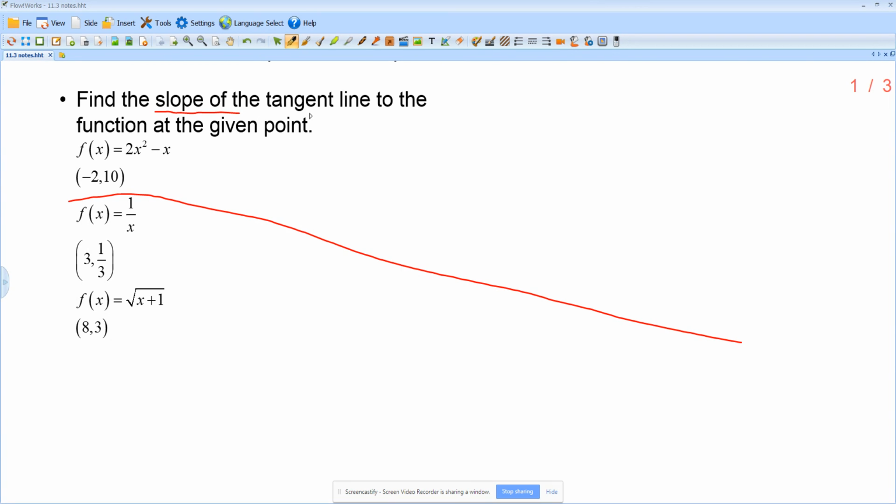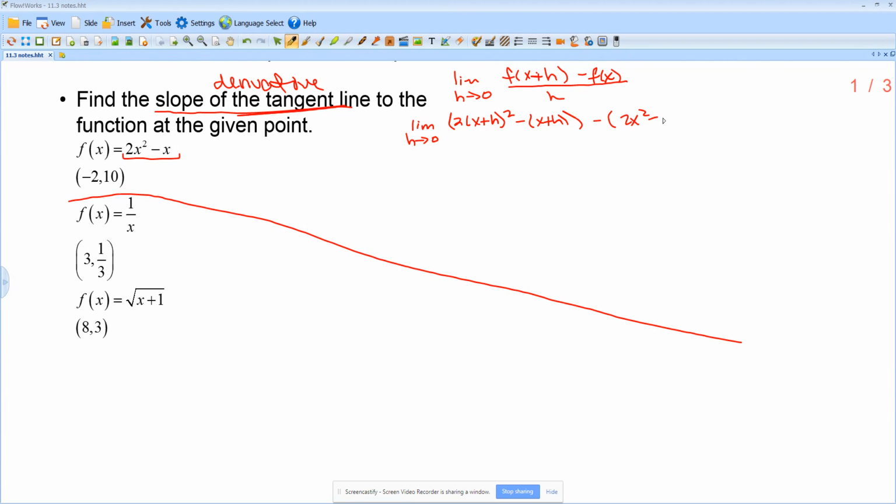Now, slope of the tangent line, lost my pen there, here we go. That is the same as finding the derivative. So remember, what we're doing is the limit as h approaches 0 of f of x plus h minus f of x over h. So if I'm going to do that, I'm looking at taking the derivative of this function. So that becomes the limit as h approaches 0 of 2 times (x plus h) squared minus (x plus h) minus the original function, 2x squared minus x, all over h.